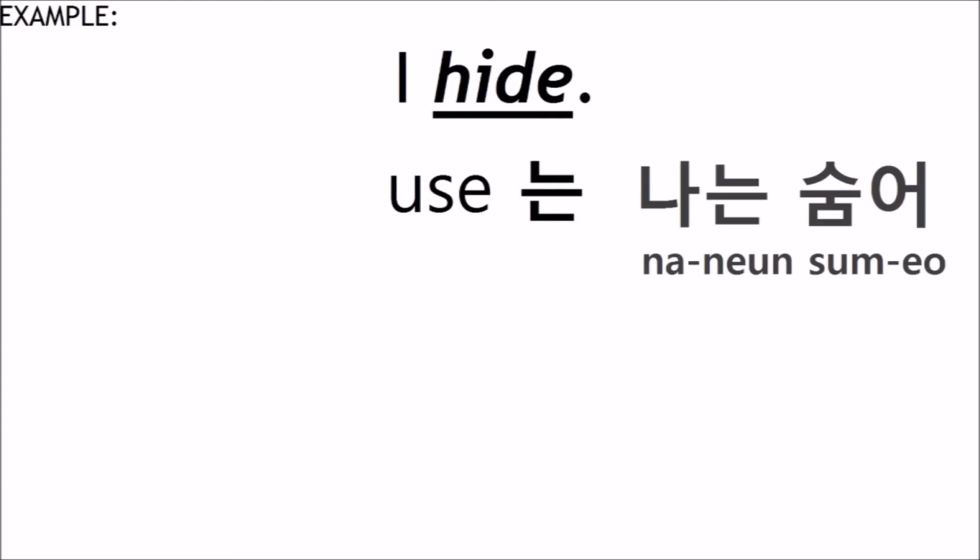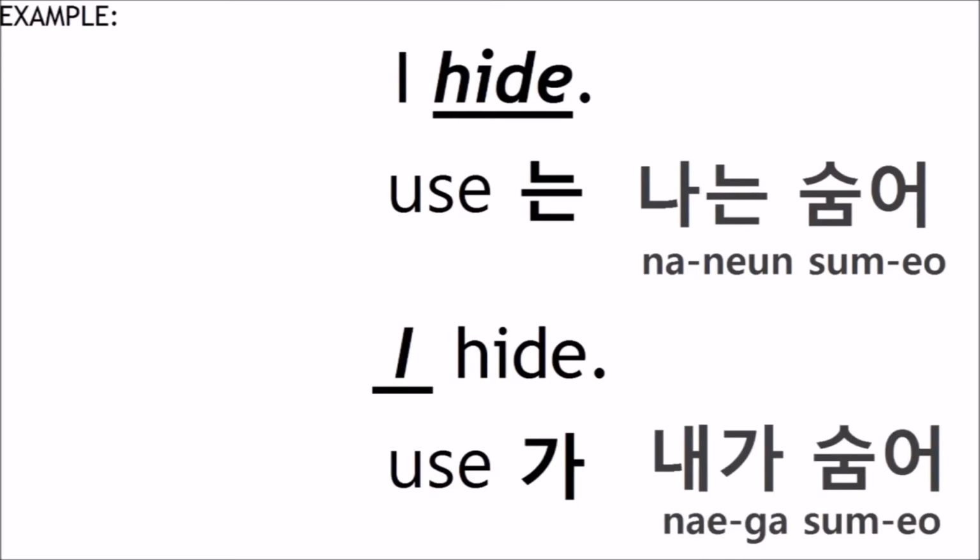If you want to say I hide in a way that makes it clear that you are hiding, not doing something else, then use the 는/은 variety, 나는 숨어. If you want to say I hide in a way that makes it clear to everyone that it is I who is hiding, not anyone else, then use the 가/이 variety of subject marker.